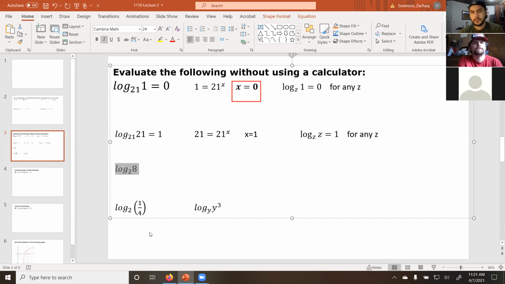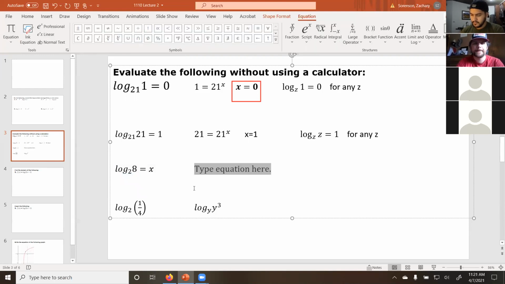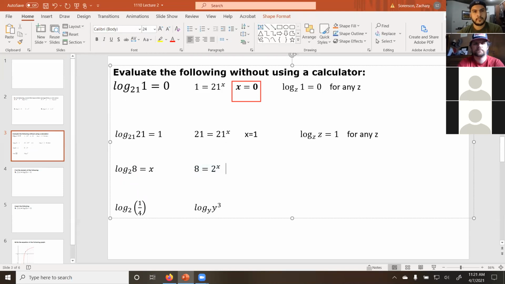8 equals, so it would become log base 2 of 8 equals x, which then would become 2 to the x equals 8. And then x should equal 3.